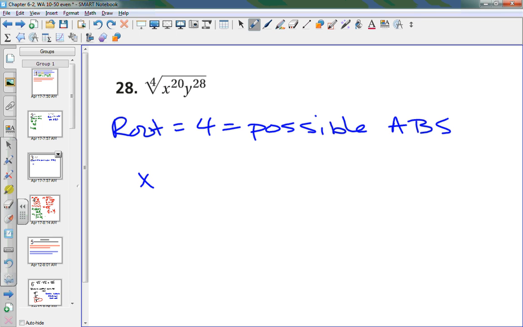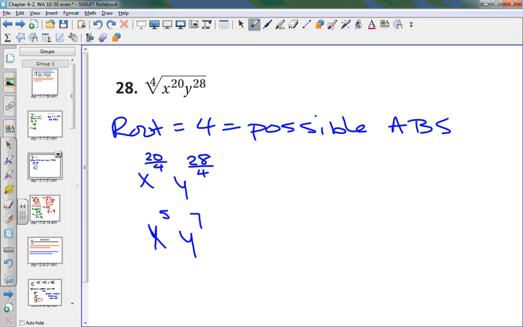So my power is 20 divided by my root 4. My power is 28 divided by my root 4. What is 20 divided by 4? That's x to the 5th. What is 28 divided by 4? 7. y to the 7th.